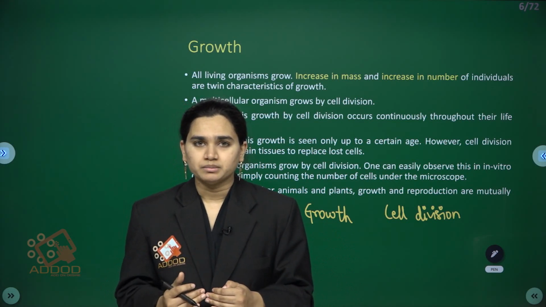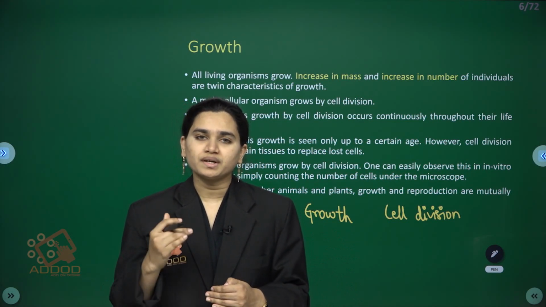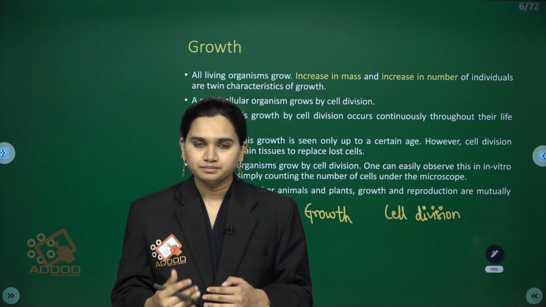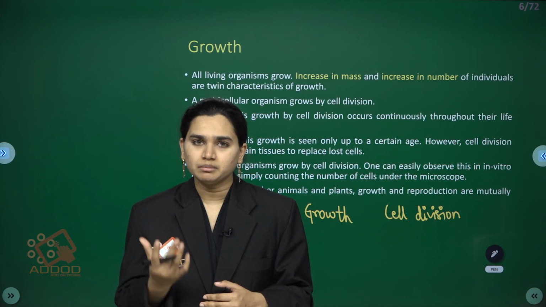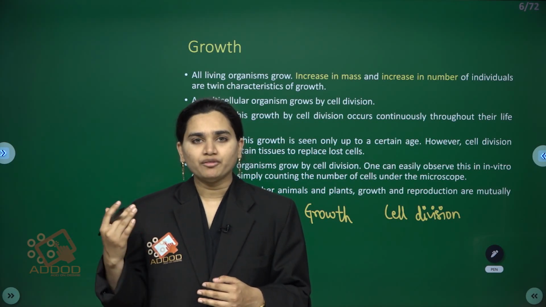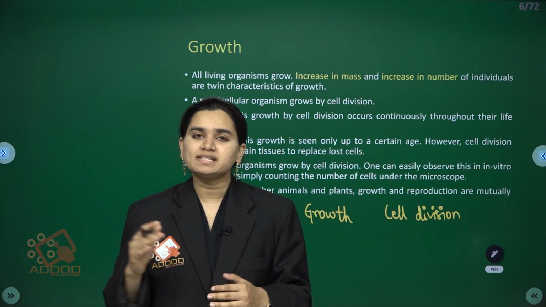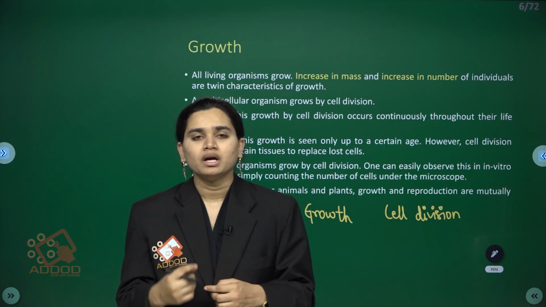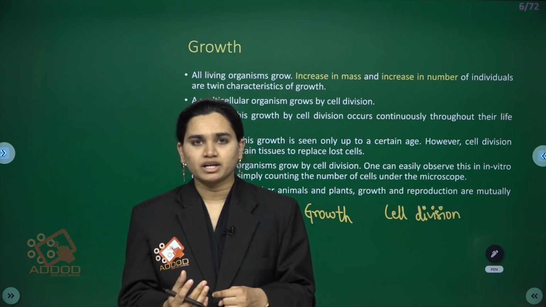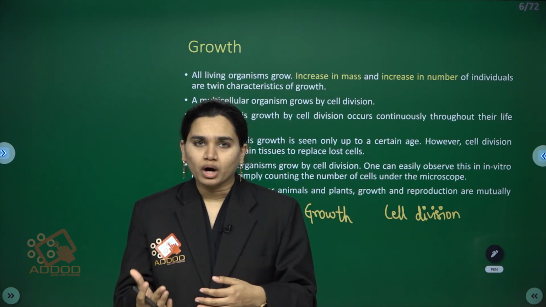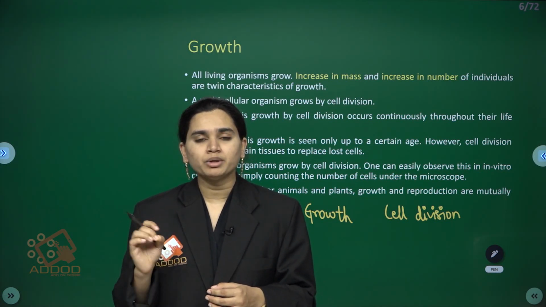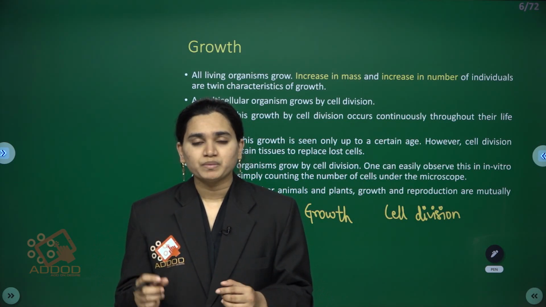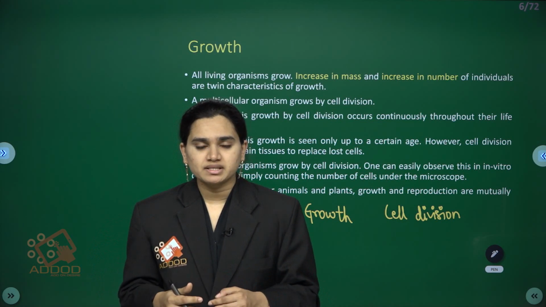Whereas in the case of animals, growth occurs for a certain period of time, wherein there will be an increase in the height of the individual or in the mass of the individual. But after that particular time, only cell division takes place. There will be no further increase in the height of the individual. Let us take the example of humans itself. Humans grow up to the age of 20 years at maximum. After 20 years, there is no growth taking place, but cell division takes place inside the body.